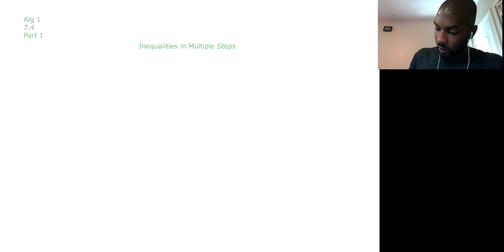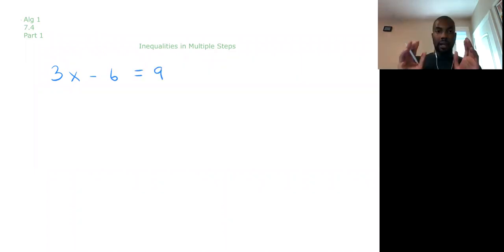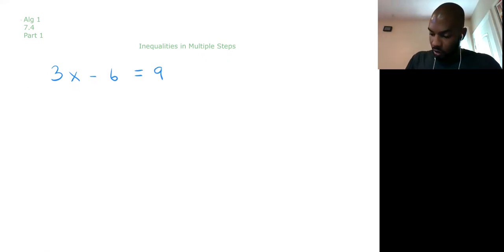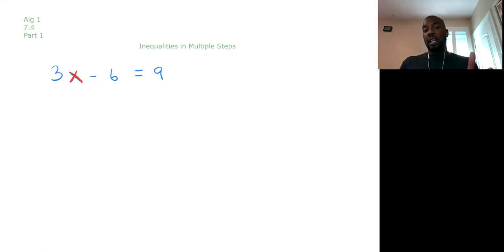Let's say I had this equation: 3x minus 6 is equal to 9. We're trying to figure out what this one variable is equal to, such that if I replace that variable with an actual number, it will produce for me 9. How do I do that?